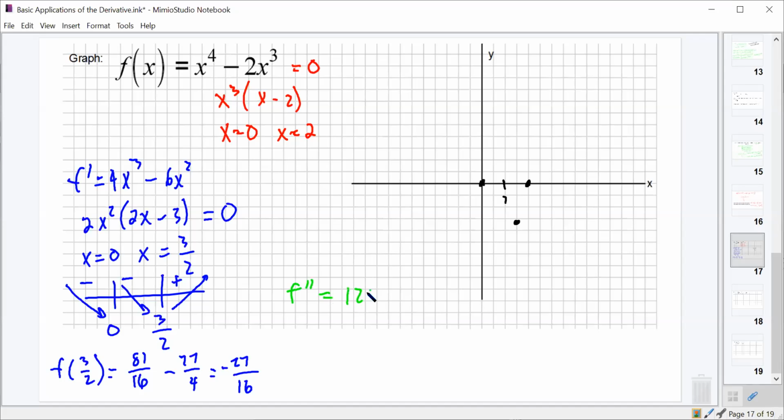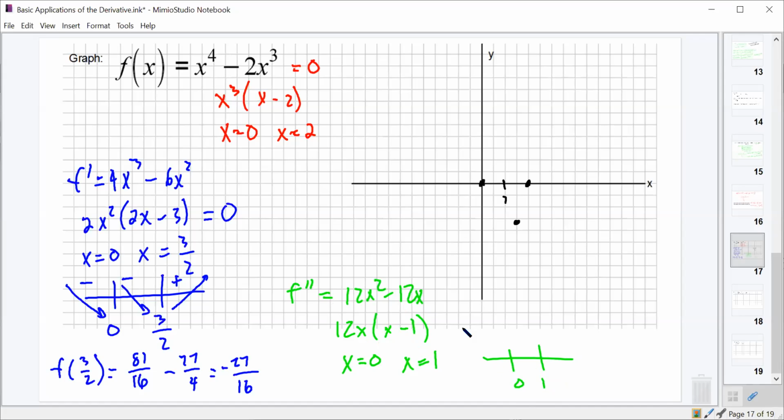Second derivative should be 12x squared minus 12x. And that'll give us, if we take out the 12x, x minus 1. So a point of inflection potentially at 0 and a point of inflection potentially at 1. Make a sign chart for our second derivative.